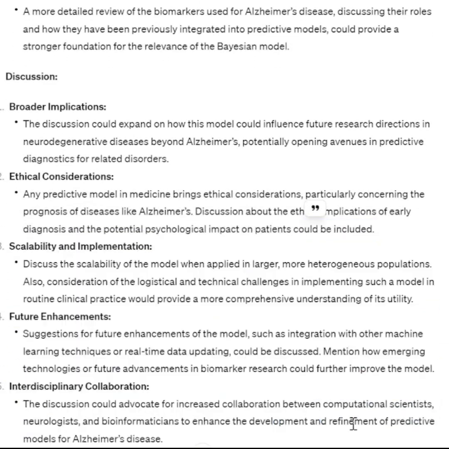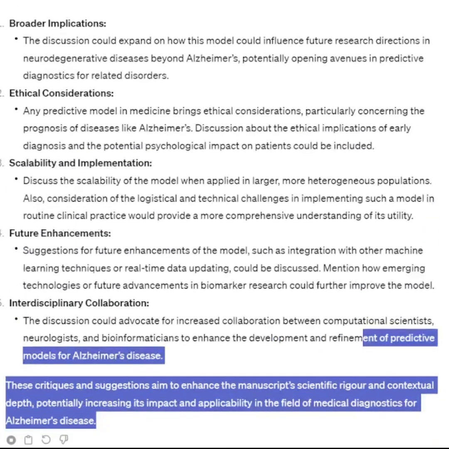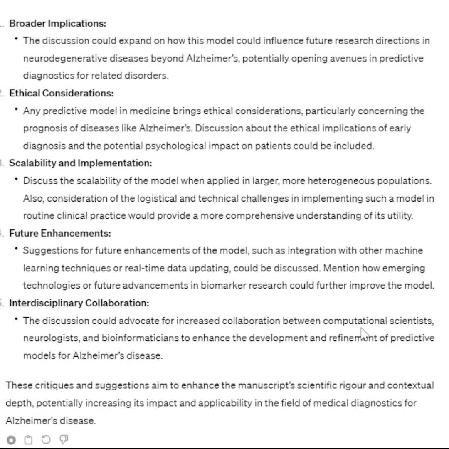Discussion. 1. Broader implications. The discussion could expand on how this model could influence future research directions in neurodegenerative diseases beyond Alzheimer's, potentially opening avenues in predictive diagnostics for related disorders. 2. Ethical considerations. Any predictive model in medicine brings ethical considerations, particularly concerning the prognosis of diseases like Alzheimer's. Discussion about the ethical implications of early diagnosis and the potential psychological impact on patients could be included.